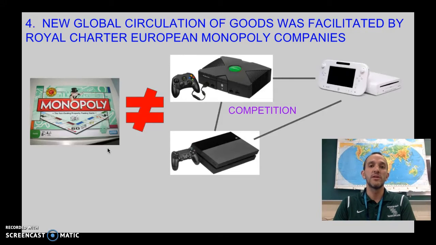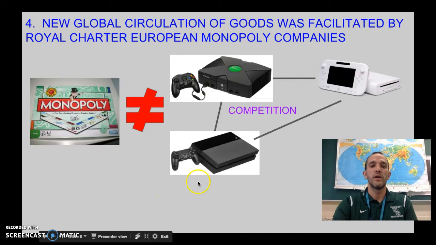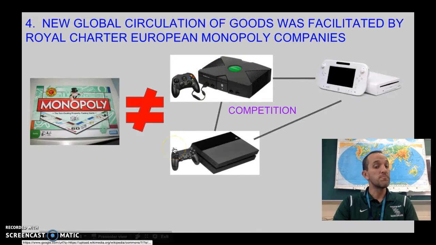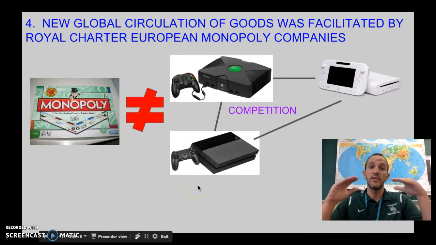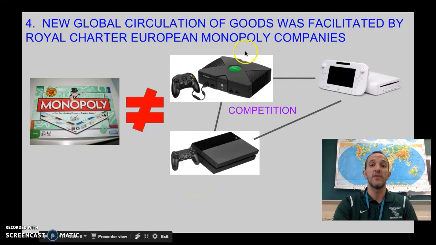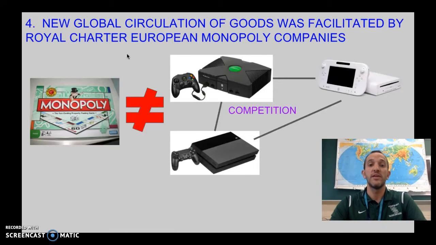And competition is good sometimes because if you think about the different types of video game systems, they all compete with each other, and competition brings prices of things down because you can't charge $1,000 for the Xbox because people will just be like, I'm not buying that. I'd rather buy the PlayStation for $500. But if you are a European company, a charter company that has a monopoly, you can charge as much as you want for products, assuming that the king has granted you this charter.